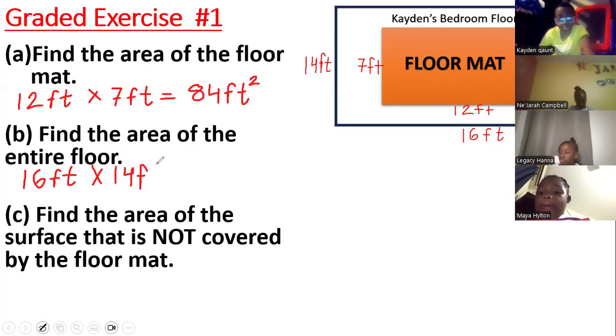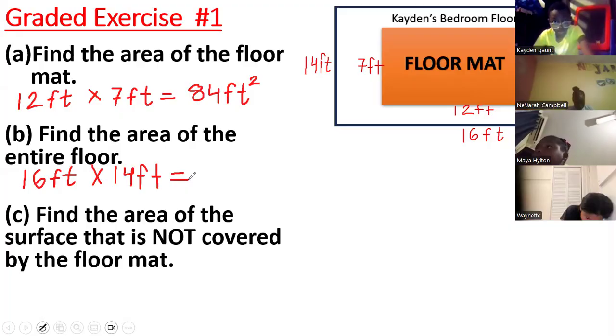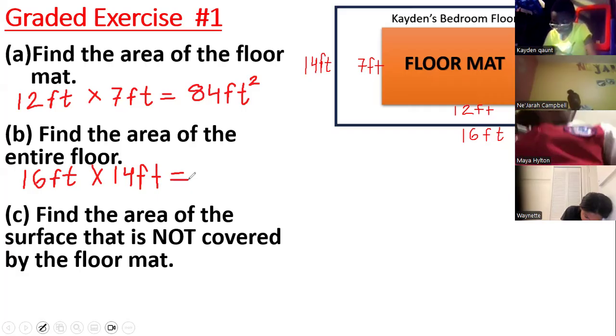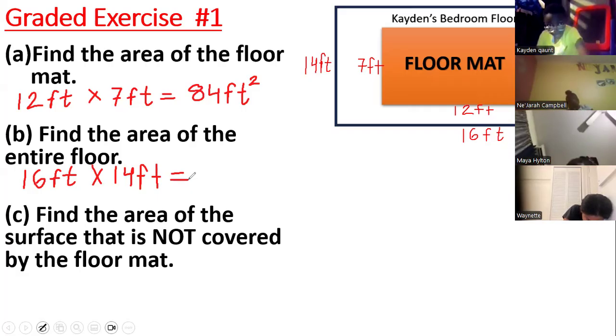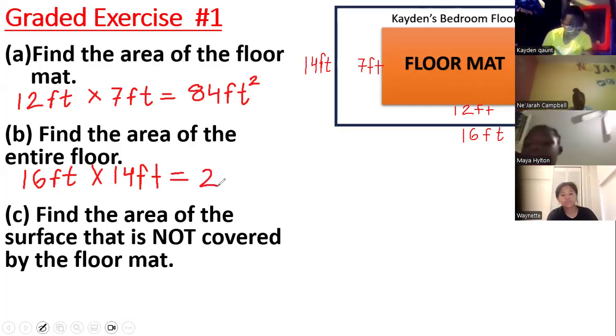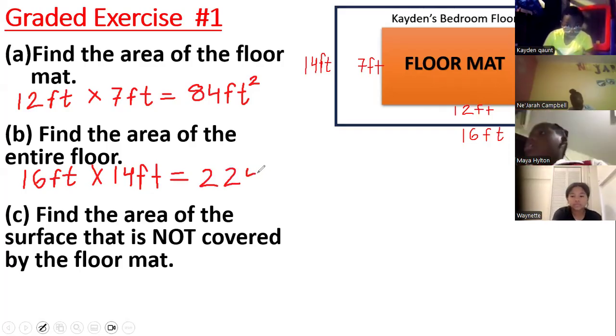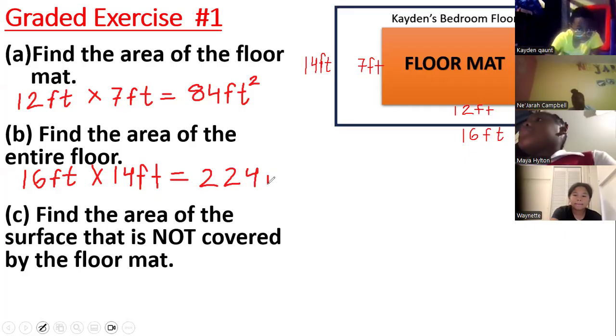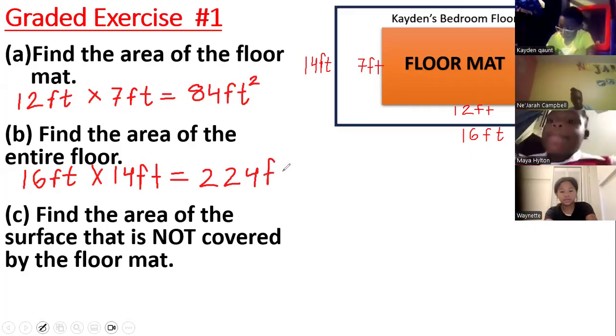Herman, what did you get for B? I didn't put my answer yet. You have to answer it, Herman. What is 16 times 14? That's going to be what? Mr. Petit, are you talking to us or her? All of you. That would be 224 squared feet. Very good. 224 feet squared.